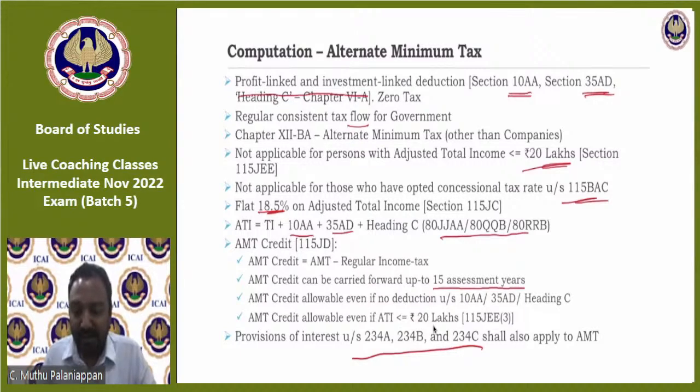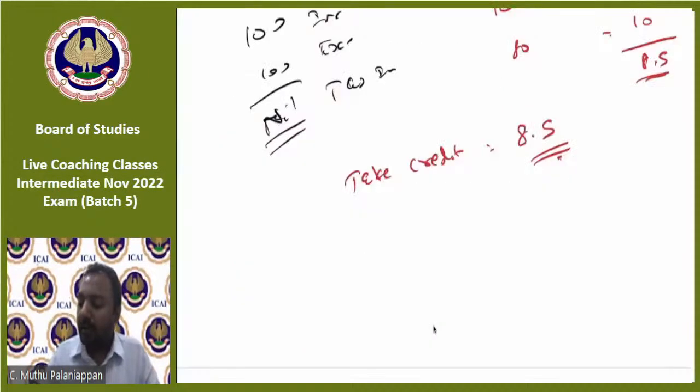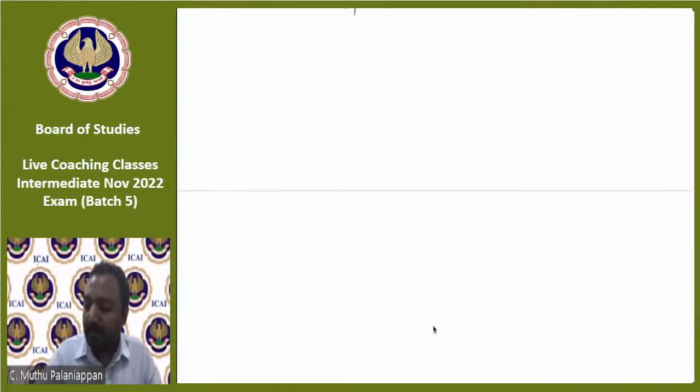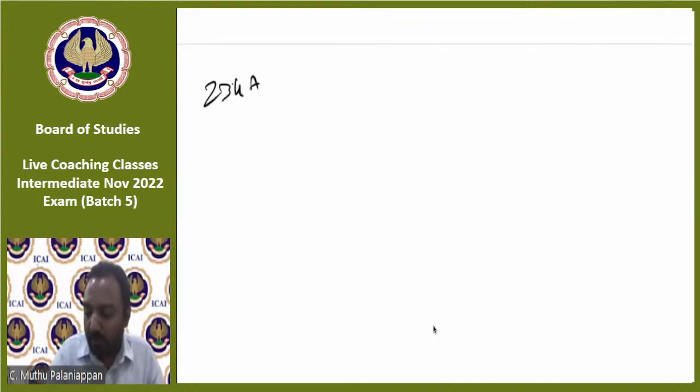Sashwat asks: is it mandatory to pay advance tax, and if not, then why is there a provision for late fees and interest? See, basically, there are three types of interest, right? 234A, B, and C, correct?